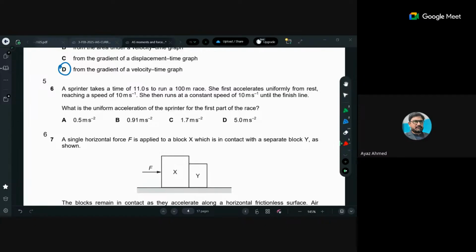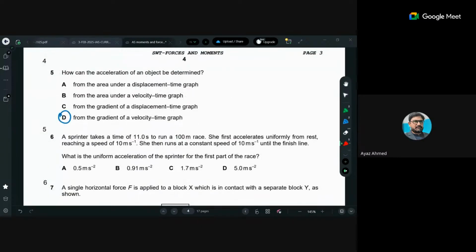Okay, the next is, the sprinter takes time t of 11 seconds to run a 100 meters race. She first accelerates uniformly from rest, reaching a speed of 10 meters per second. She then runs at the constant speed of 10 meters per second until she finishes the race. What is the uniform acceleration of the sprinter in the first part of the race?